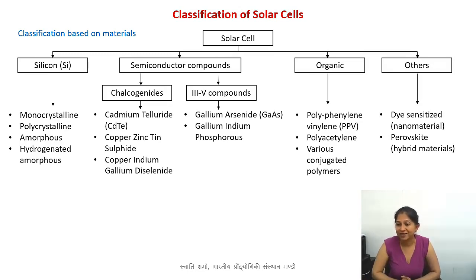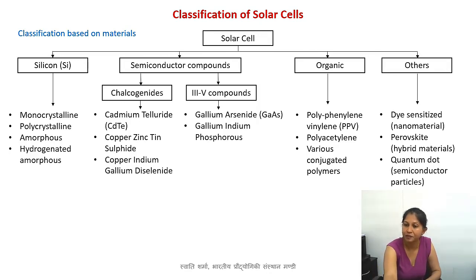Perovskite cells. Perovskite is actually a type of crystal structure. You can learn about that. So any material that has a perovskite type crystal in it, that is known as the perovskite material. Typically, these perovskite crystals are mixed with organic materials, and therefore these are hybrid materials. These are used for solar cell fabrication as well.